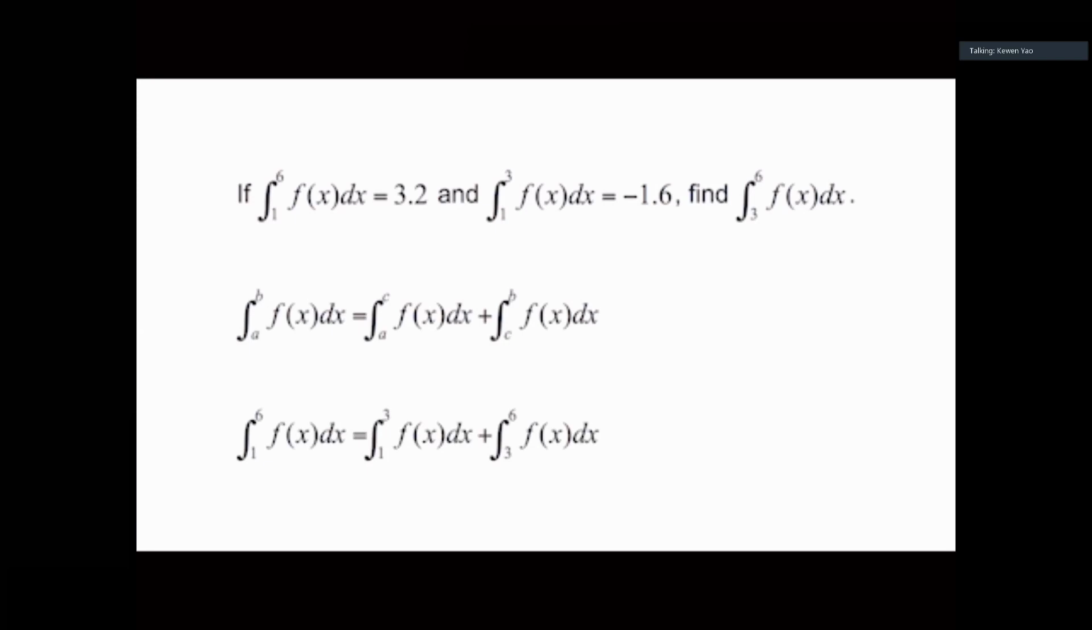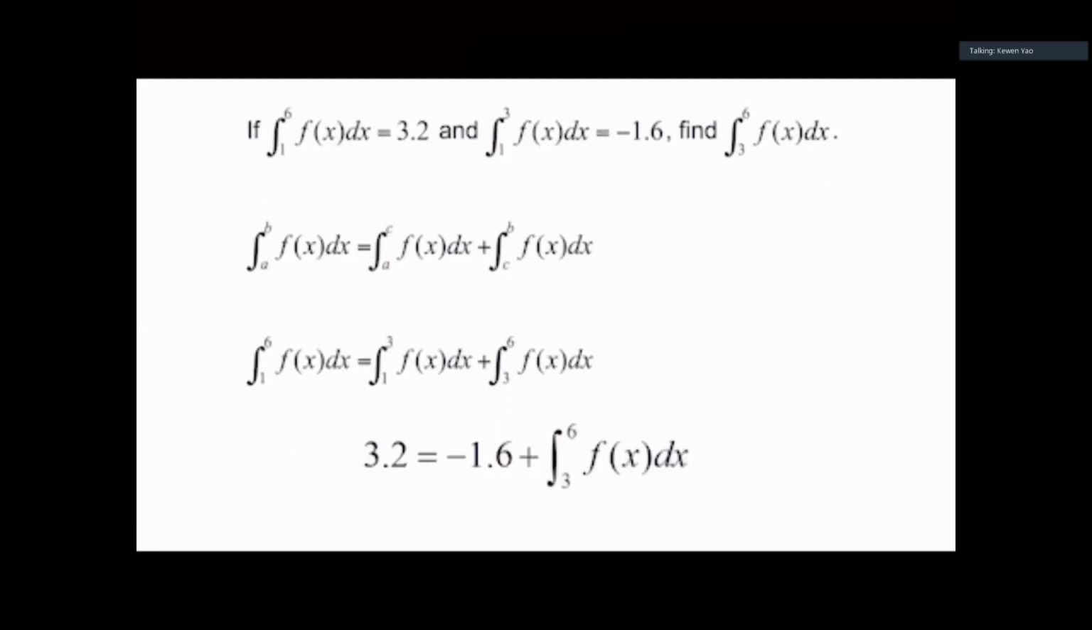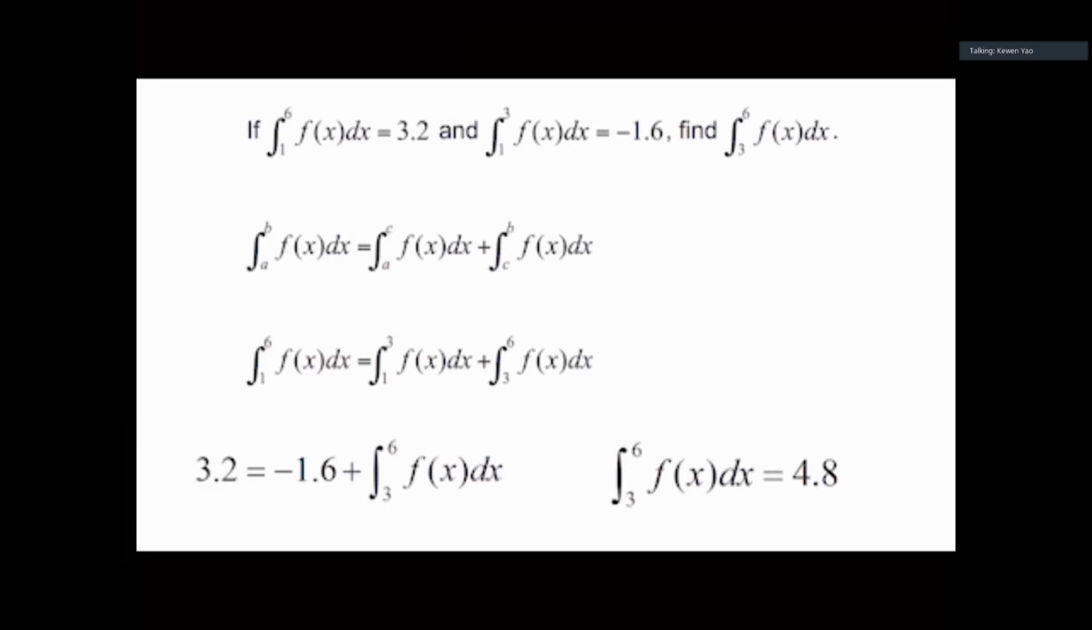So we have the integral of f from 1 to 6 equal to the integral of f from 1 to 3 plus the integral of f from 3 to 6. Plugging in the known values for 2 of these integrals gives us 3.2 equal to negative 1.6 plus the remaining unknown integral. So the integral of f from 3 to 6 is 4.8.